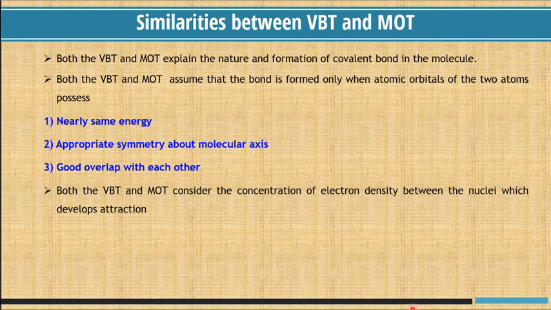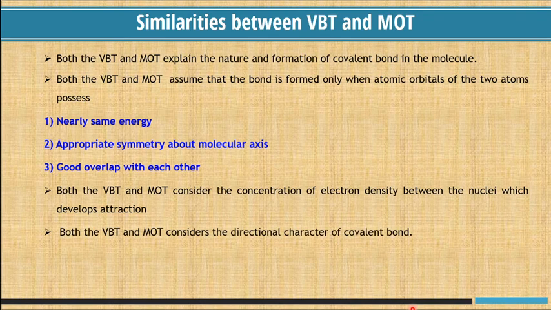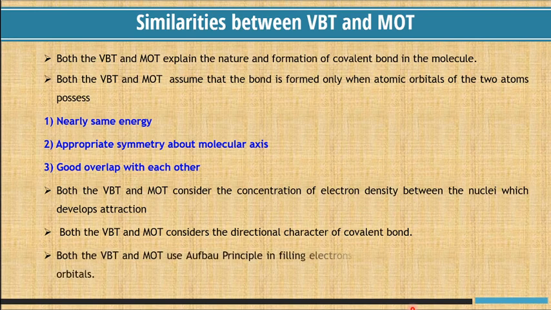Both valence bond theory and MOT consider the concentration of electron density between the nuclei, which develops attraction. Both consider the directional character of the covalent bond. Both use the above principles in filling the electrons in the atomic orbitals and molecular orbitals.